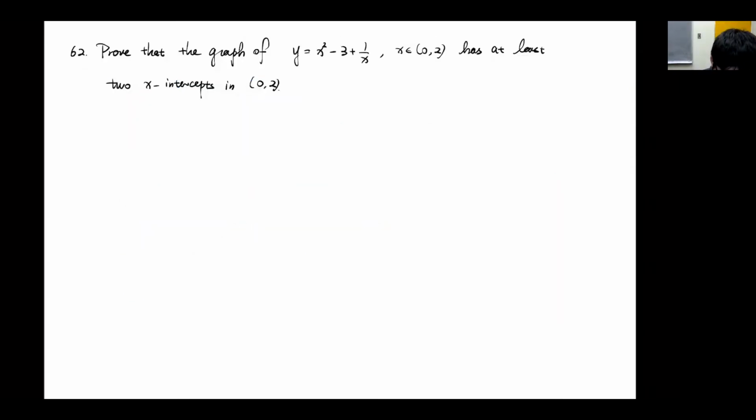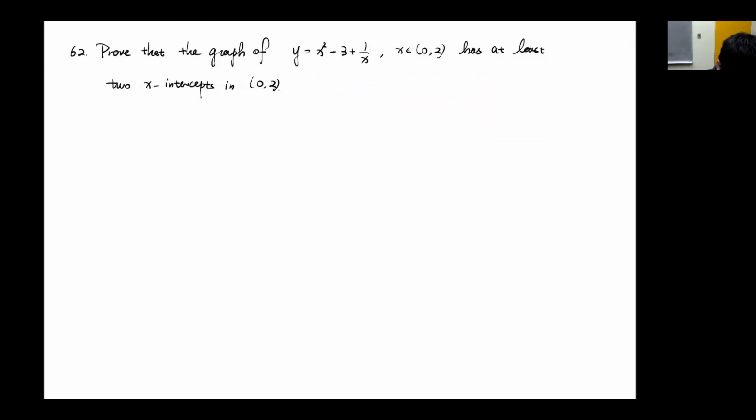We want to prove that the graph of y equals x squared minus 3 plus 1 over x over this interval. Notice that this is an open interval. We want to show that the graph of this function has at least two x-intercepts in 0 to 2. So this means we will be able to find two numbers, c1 and c2, such that when x equals c1 and when x equals c2, y is going to equal 0. So this is what it means.